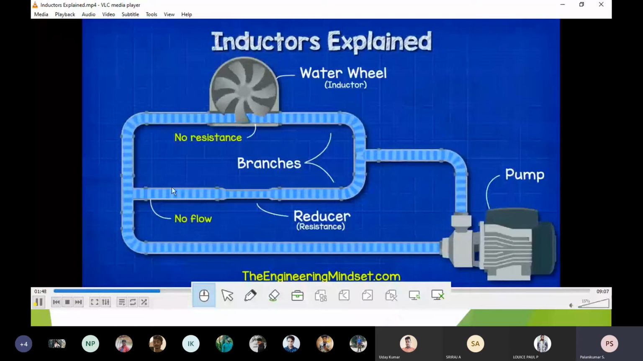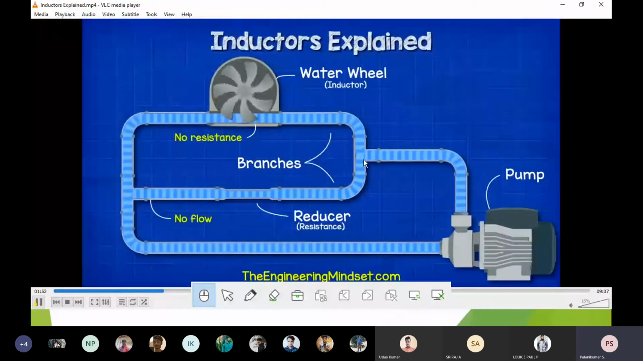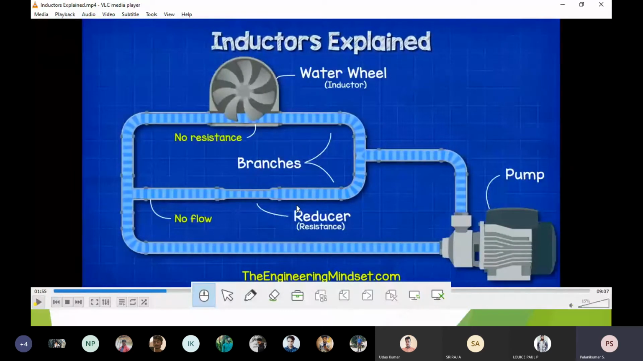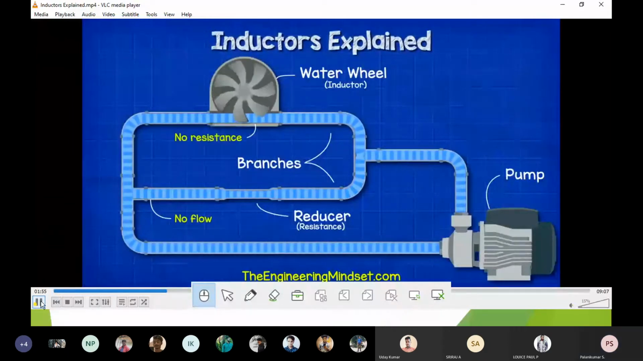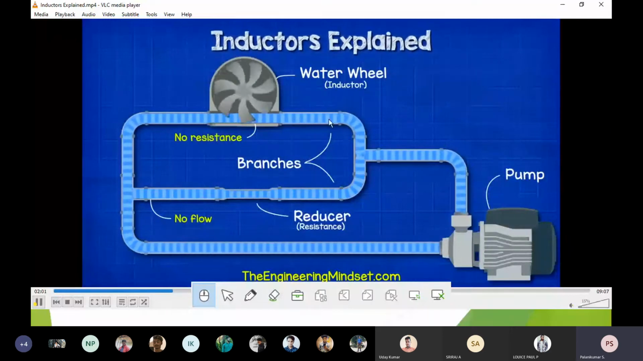It will facilitate the pump, and because of that it is rotating also. It is facilitating the flow of water. There won't be any water flowing through this branch because it has a reducer, compared to this one, where there is no reducer. Now the water wheel is rotating and also facilitating the flow. So the water will be continuously flowing, and it is stopped at the reducer. It will not go through this branch. So the water pump will now facilitate this direction only.